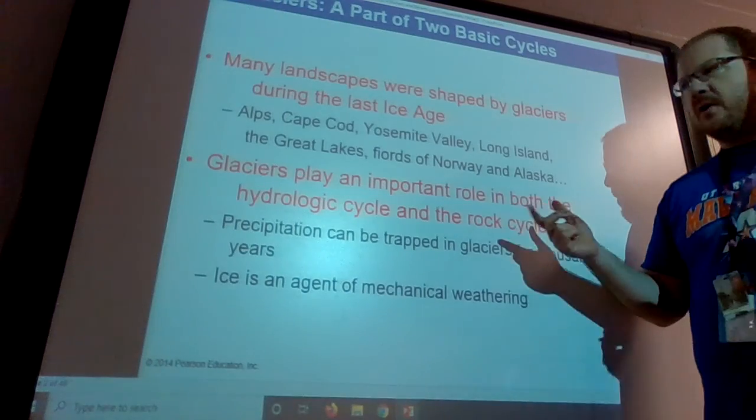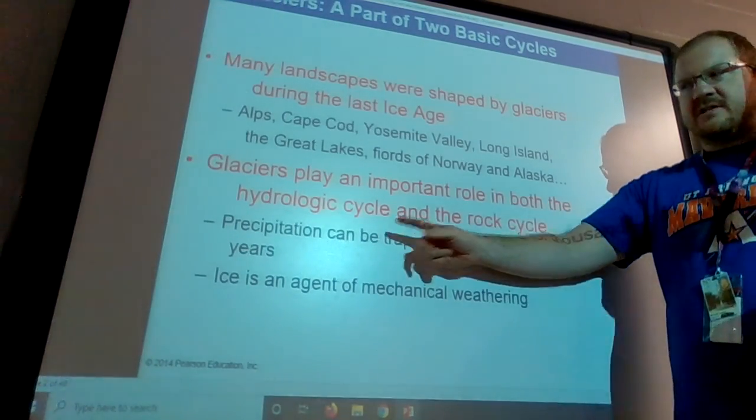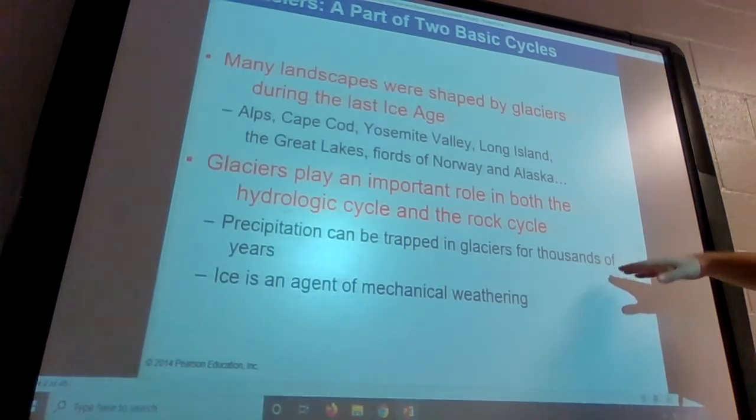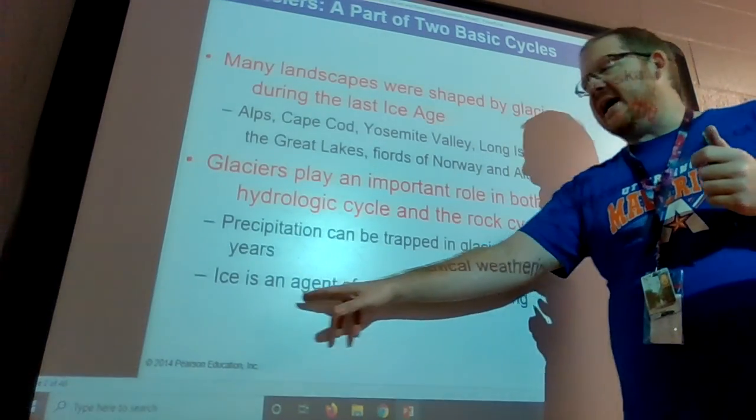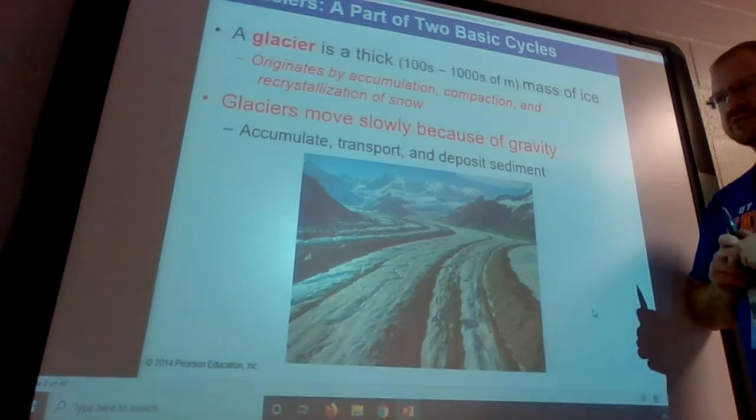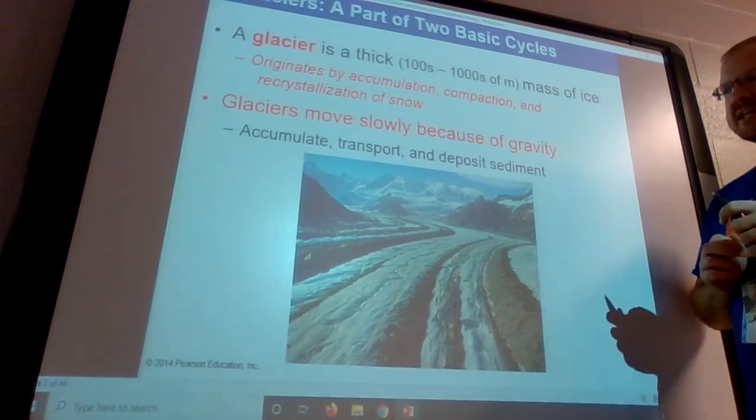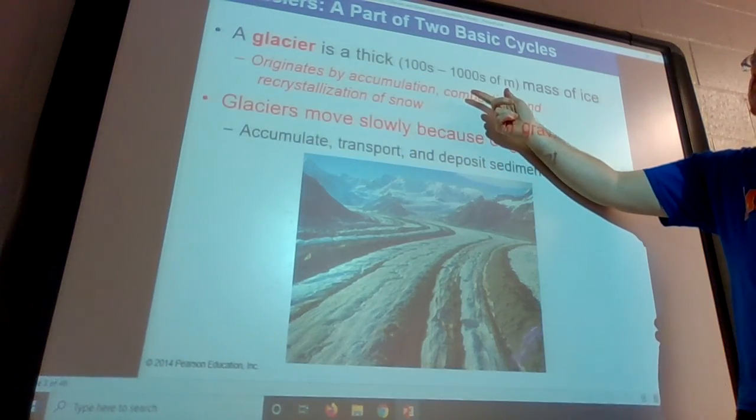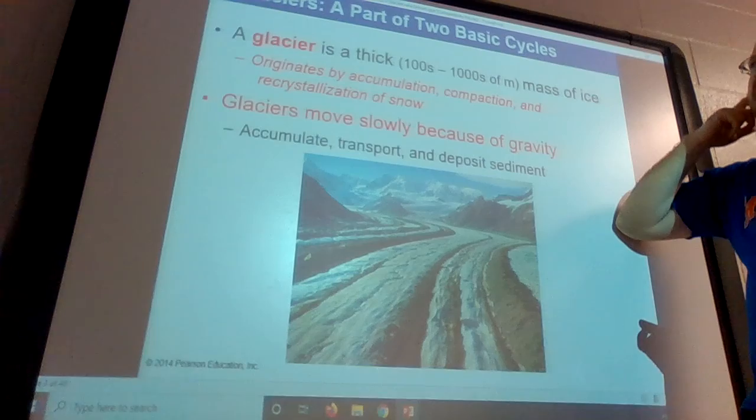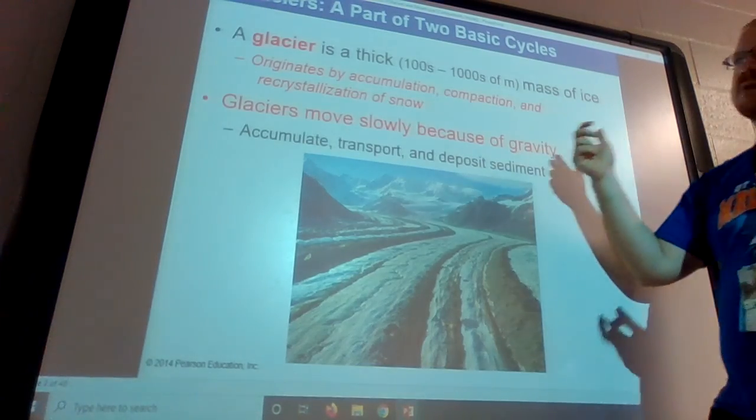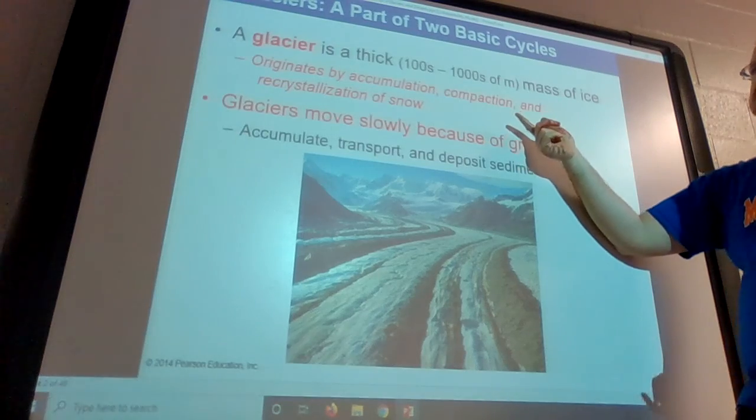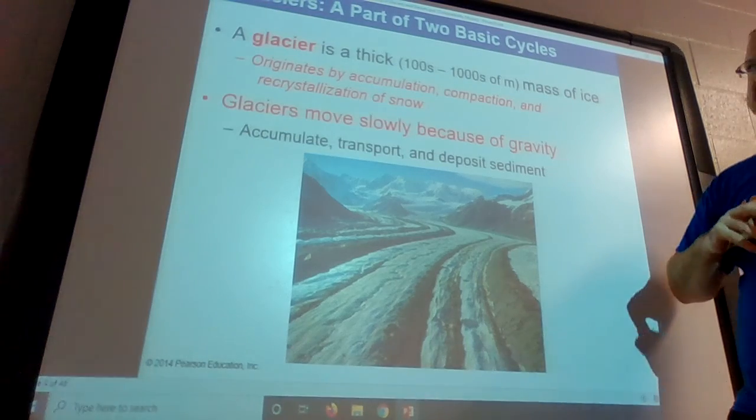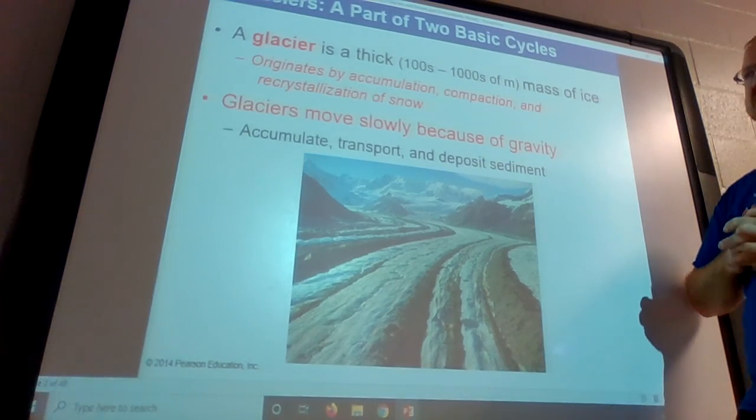So they do play an important role in both the hydrologic cycle, which is the water cycle, and the rock cycle. In the hydrologic cycle, precipitation can be trapped in glaciers for thousands of years. In the rock cycle, ice is an agent of mechanical weathering and erosion. So this is a nice picture of a glacier going down through a mountain valley. They mention here that glaciers are very thick, from hundreds of meters to thousands of meters, and it's a very thick mass of ice that originates by accumulation of snow and rain that freezes, gets compacted down from the weight of all the stuff that gets piled on top of it, and then recrystallization into ice.